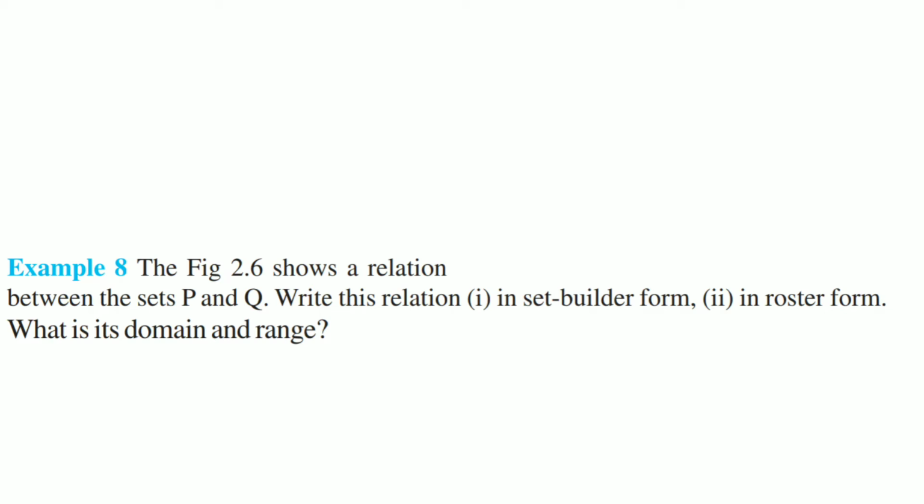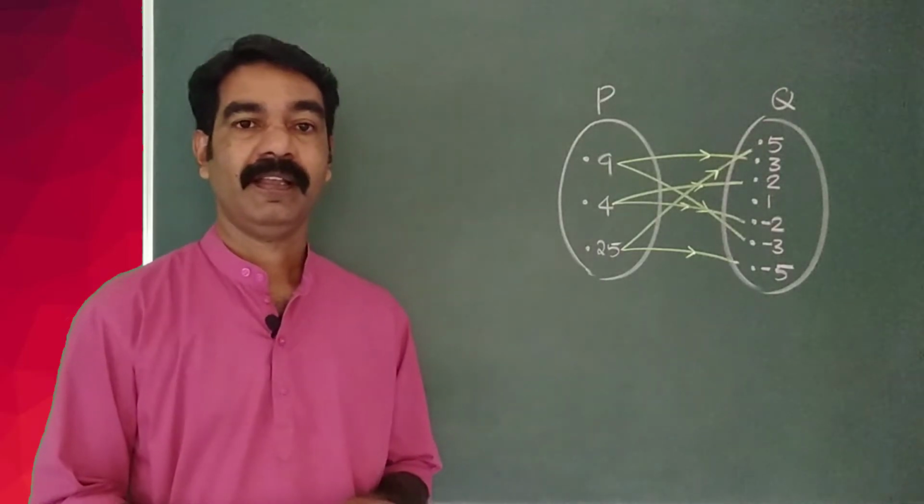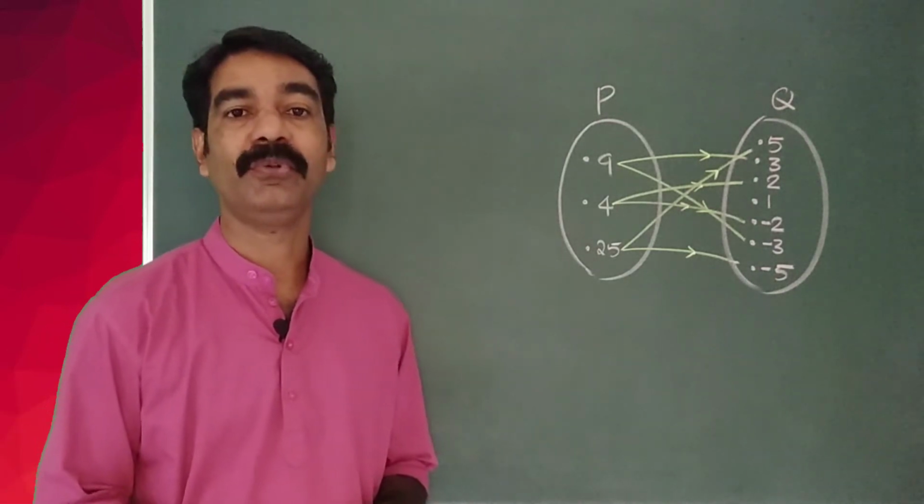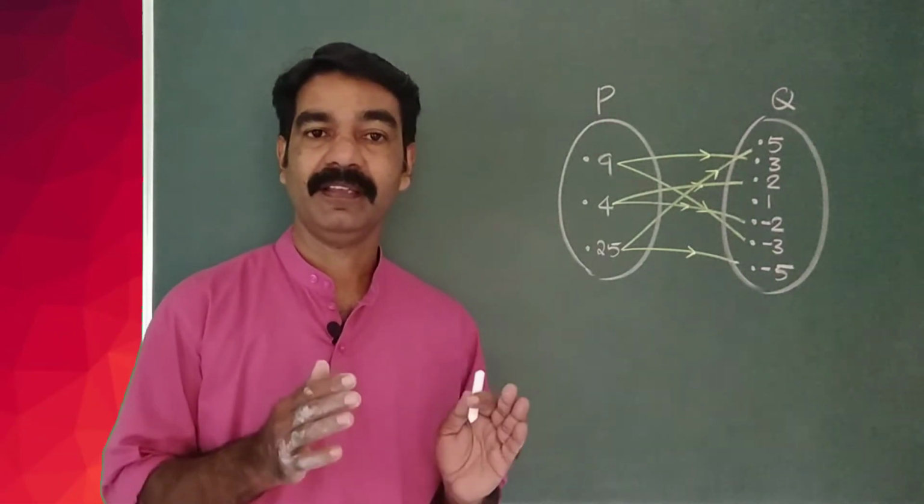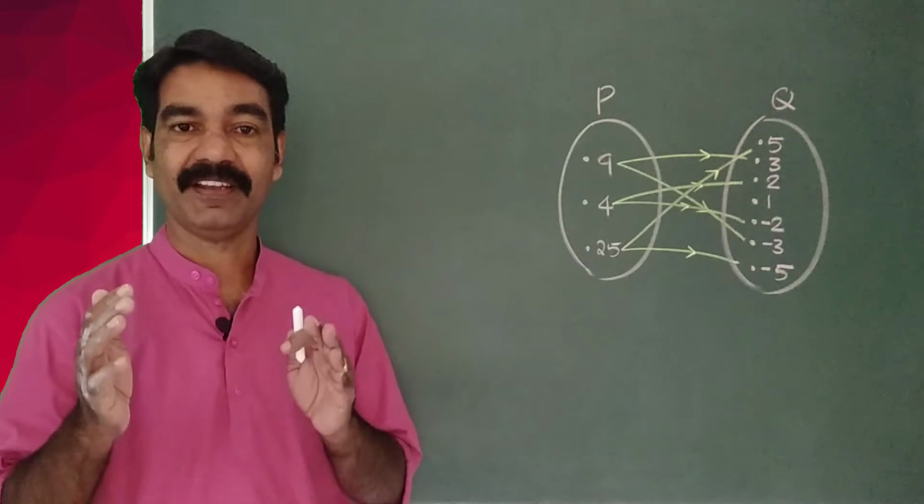The figure shows a relation between the sets P and Q. Write this relation first in set builder form, second in roster form. What is its domain and range? In the figure, a relation from P to Q is given.